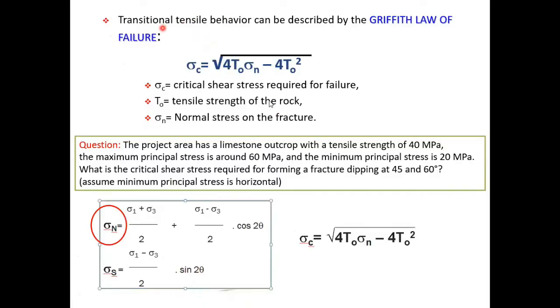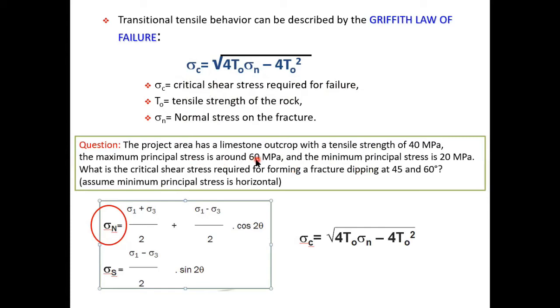And this transitional tensile behavior can be described by a graphic law of failure, if you know it from rock mechanics. And this is the equation. Basically, the critical shear stress required for failure, which is this one, depends on the tensile strength of the rock, which is T0 over here, and the normal stress acting on the fracture. So what's the amount of normal stress and what's the tensile strength of the rock? These two parameters will control how much critical shear stress is required for failure.